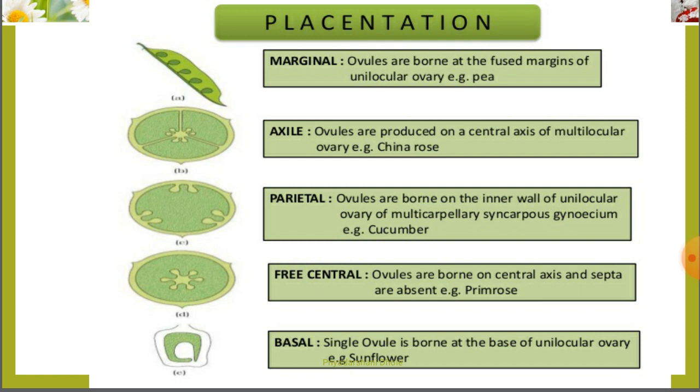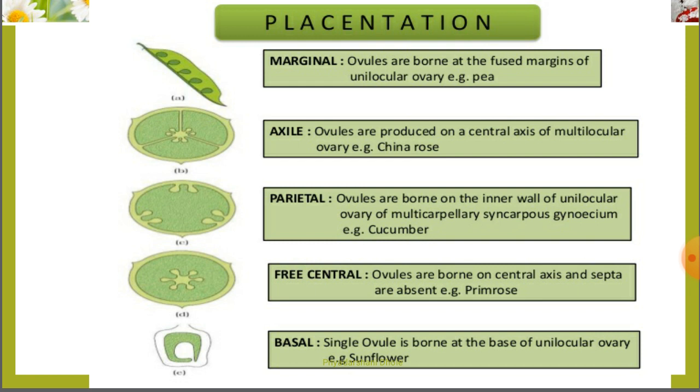First one is marginal placentation, when ovules are borne at the fused margins of the unilocular ovary. Example is pea. Now you can see the first diagram, which is of a pea pod. This is the one pea pod, which is nothing but a single locule, unilocular, and at one margin there are a number of ovules present, which is called marginal placentation. The ovules are arranged at the one margin of the pod.